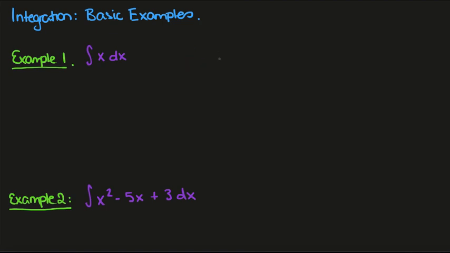So in today's video, we want to look at some basic examples of integration. So let's look at this. First example, the rule we have to bear in mind is that the integral of x to the n is equal to x to the n plus 1 over n plus 1 plus a constant. You can see that this is indeed the antiderivative, because if you differentiate this function, you will get x to the n back.